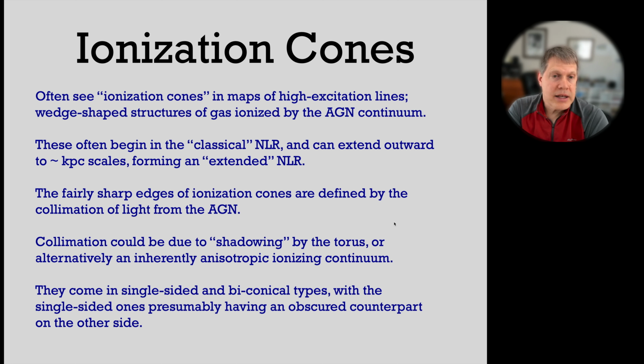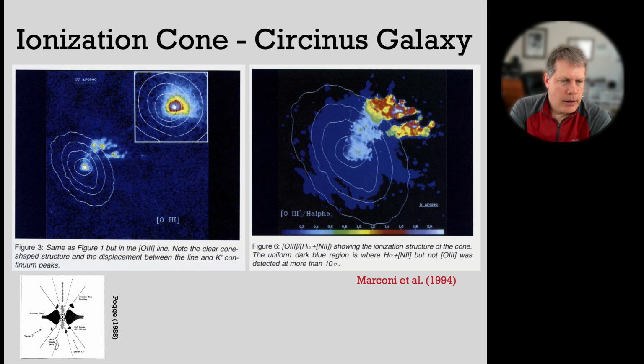Well, we're not exactly sure, but the typical thinking, okay, is that the fairly sharp edges of these ionization cones are being defined by the collimation of light from the active nucleus. And so here is a typical idea. So here you have an accreting supermassive black hole. You have a toroidal structure, and that could be the obscuring torus of the unified model, as we will discuss more soon. And that torus will block radiation, ionizing radiation, from getting out in highly equatorial directions.